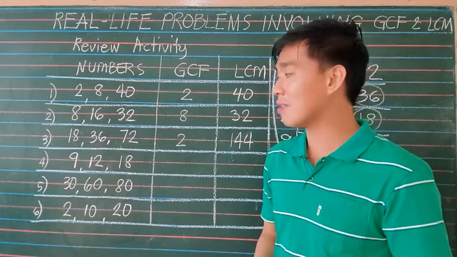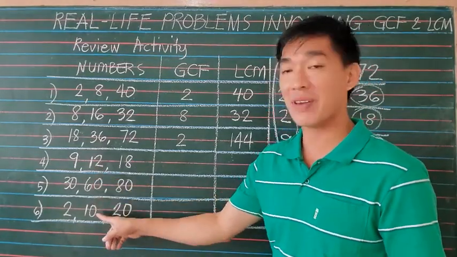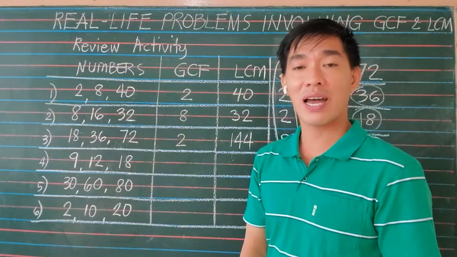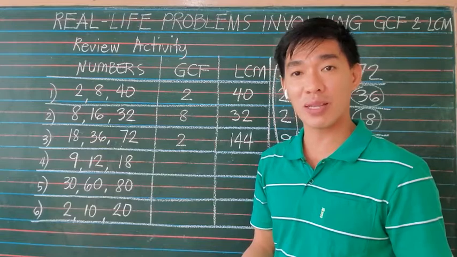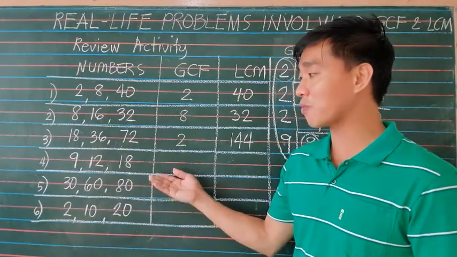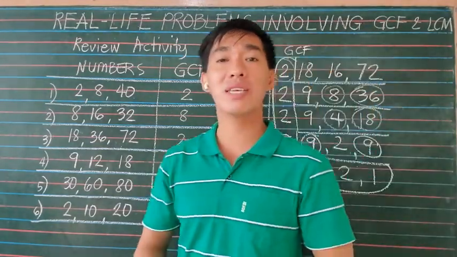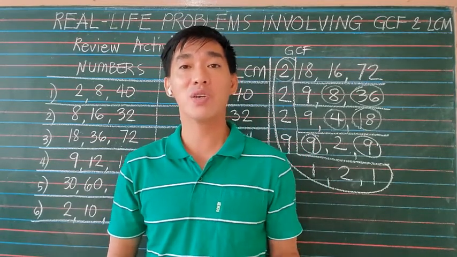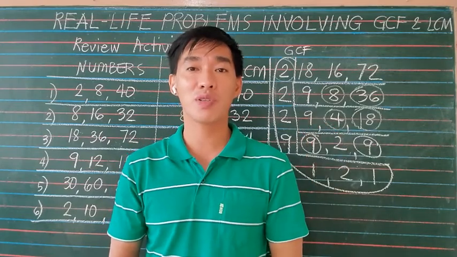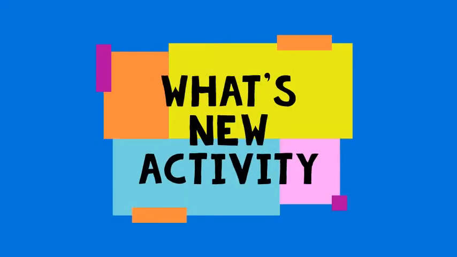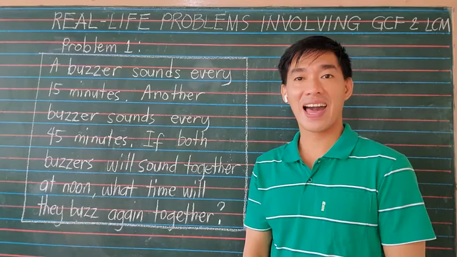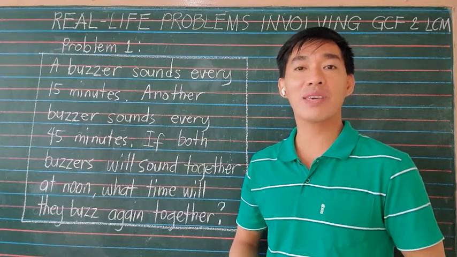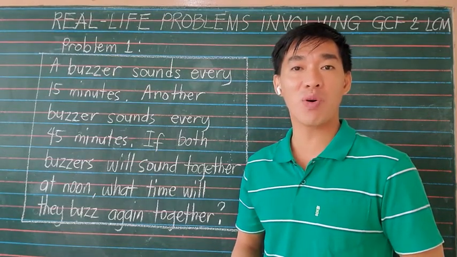You could continue on answering number 4, number 5, and number 6, and you could check your key to the answers at the last portion of your module in order for you to check your answers for 4, 5, and 6. I will leave to you this activity, getting the GCF and the LCM of these numbers using continuous division for you to practice. Out of that review activity, I hope you are all refreshed now on how to get the GCF and LCM of 2 or more numbers.